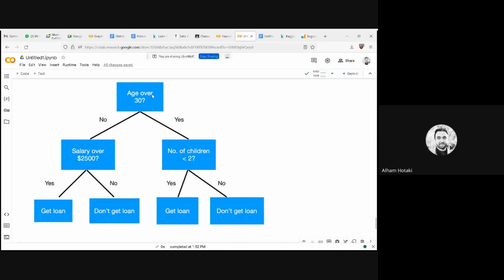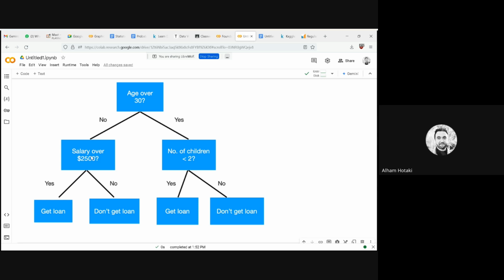Now, if age is not over 30, it's less than 30, and the salary is over $2,500 per month. If it is, which is yes, they will get the loan. If it is not, they don't get the loan. So 2,500 is, I think, the minimum wage in the US. I really don't know, but this is how a minimum salary threshold was mentioned there.